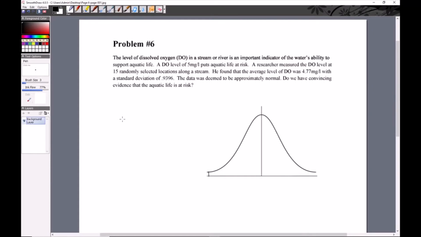All right. So here you've got level of dissolved oxygen, DO, in a stream or river is an important indicator of a water's ability to support life, right? Oxygen, the more the better. So a dissolved oxygen level of 5 milligrams per liter puts the aquatic life at risk. Well, that's the only value that they give you that you could be writing H0 and HA from, all right?